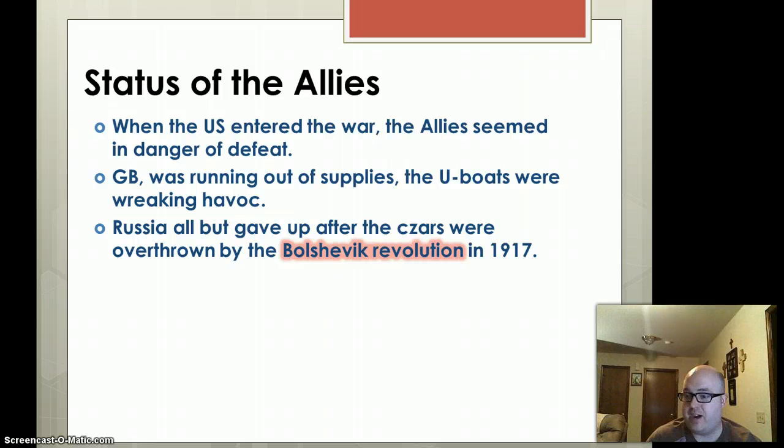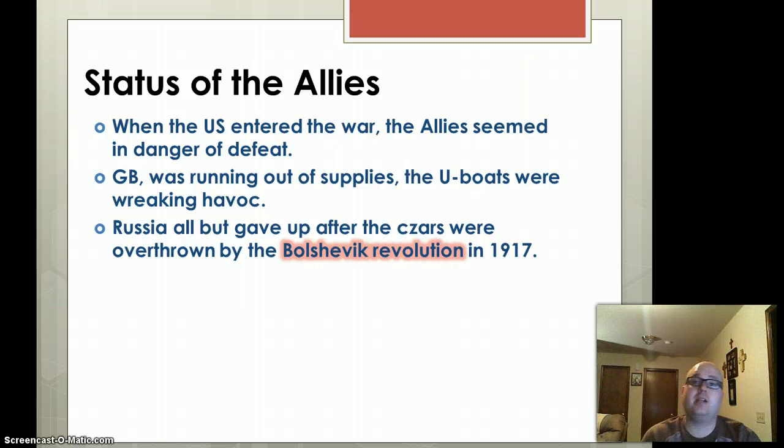With unrestricted submarine warfare, the German machine was just running rampant, and things weren't going well. Great Britain was running out of supplies. U-boats, like I said, were wreaking havoc. Russia, we kind of depended on them for a two-front war. Well, they had problems of their own, called the Communist Revolution, the Bolshevik Revolution, 1917.